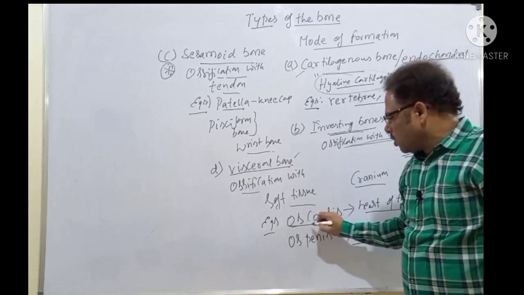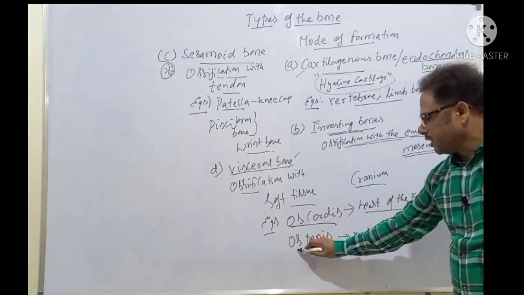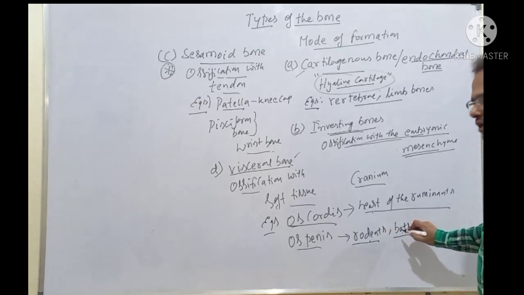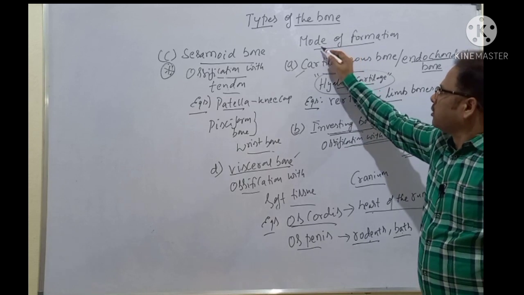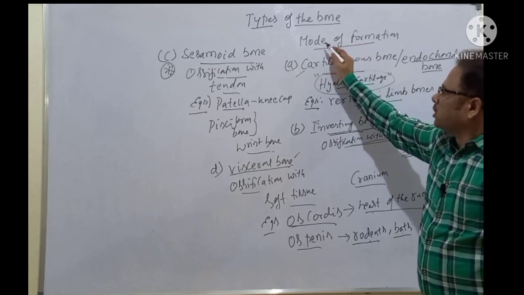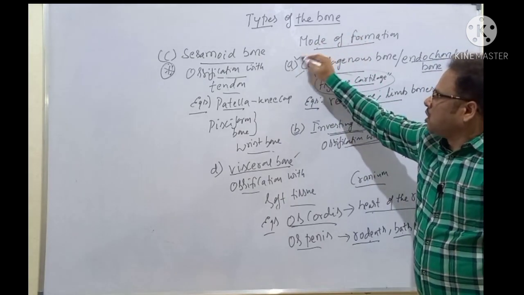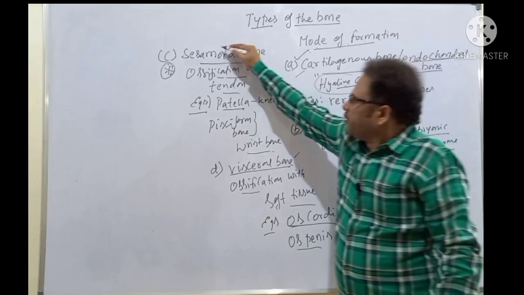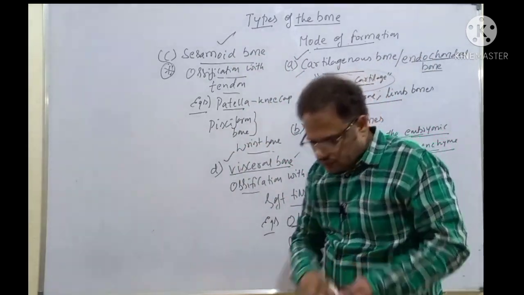And examples are os cordis, present in the heart of the ruminants, for example cattle, and os penis, present in the glans penis of the rodents and the bats and other carnivores. So these are the 4 types of bones based on the mode of formation, also called the manner of formation: cartilaginous bones, investing bones, sesamoid bones, and visceral bones. Clear, students?